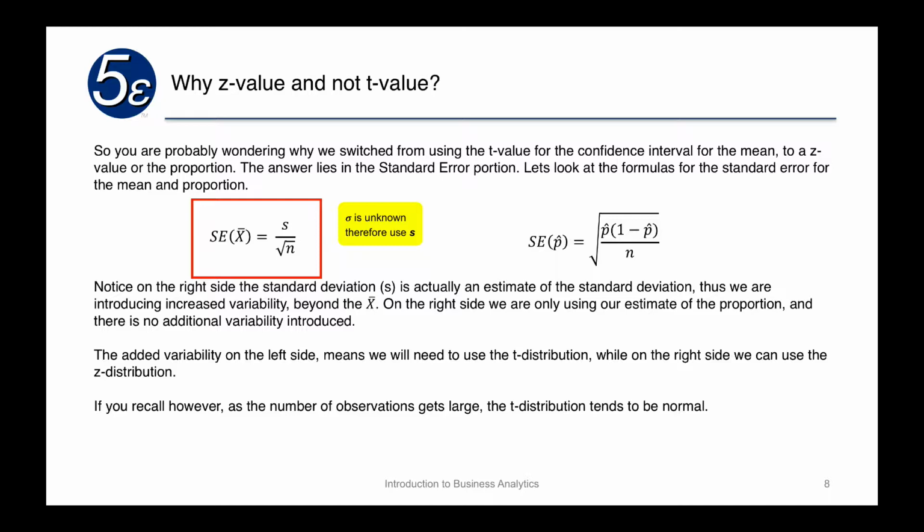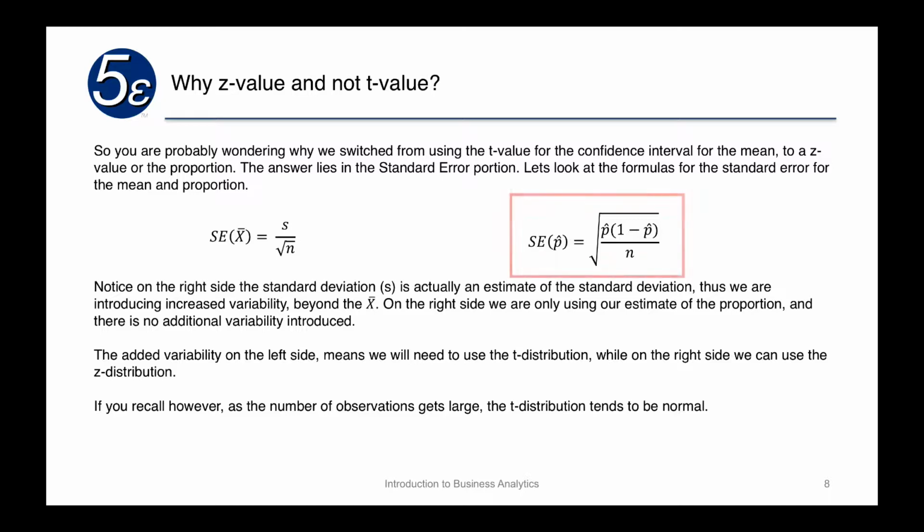Because remember, this population standard deviation wasn't known. And so therefore, we had an estimate. So this introduces a degree of variability. But the standard error for our proportion, our p-hat, doesn't have that extra variability. On the left side, we have the variability of the mean, estimating the population mean, but we also have the estimate of the standard deviation, estimating the population standard deviation. We don't have that on this side. We really only have our one estimate, which is the p-hat.